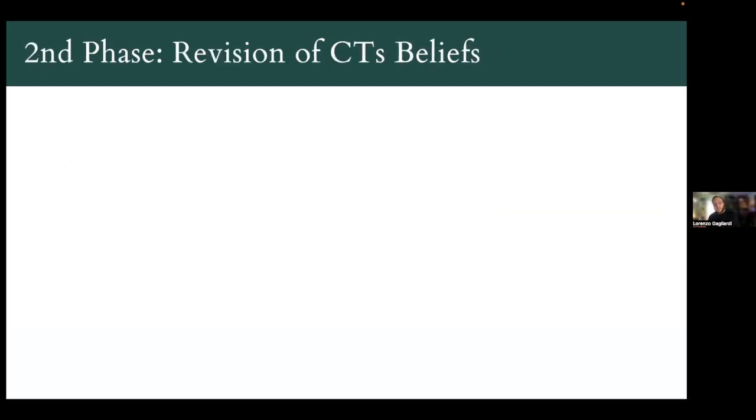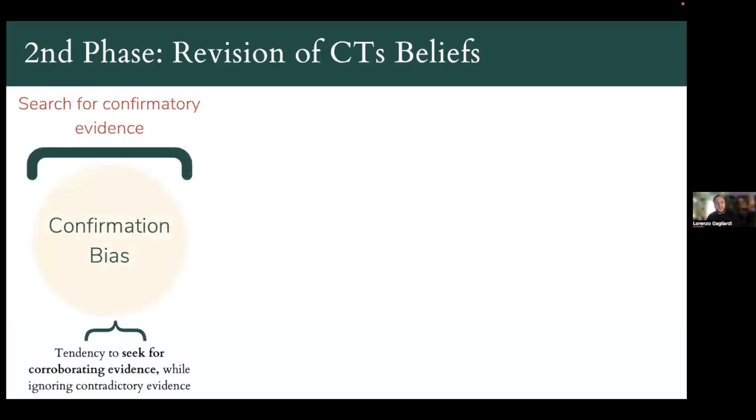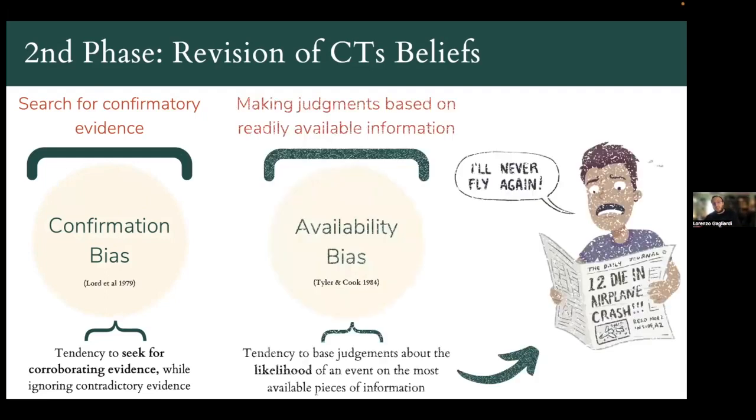the second phase, the revision. Okay, sure. So the second phase is mostly about confirmation bias, which is the tendency to seek corroborating evidence, neglecting contradictory evidence, and also availability bias, which is the tendency to base judgments about the likelihood of an event on the most available pieces of information.